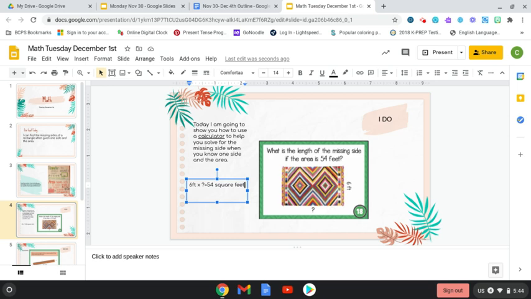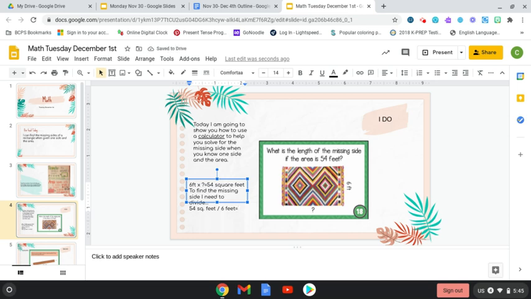So what I would do is the opposite. If I have to multiply to find the area, if I want to find the missing side, I need to divide. So just like this, you would say 54 square feet divided by, and that's the divided by sign if you're typing on a computer, 6 feet, because that is the side that you have, equals.